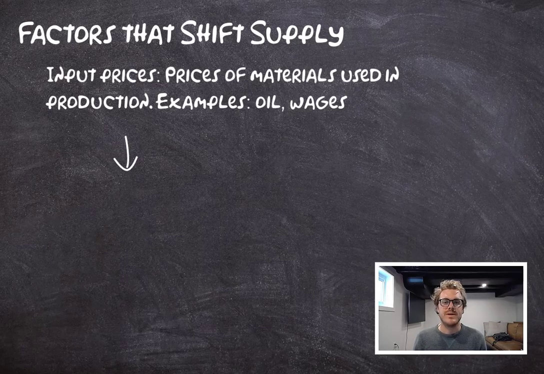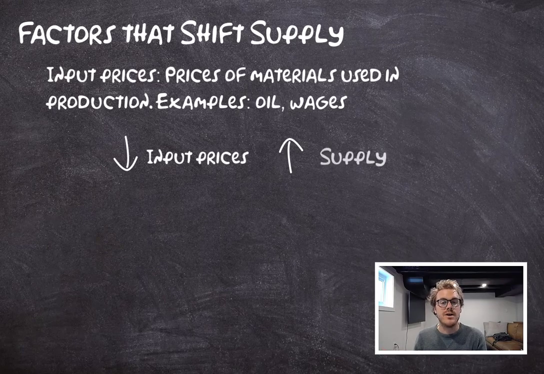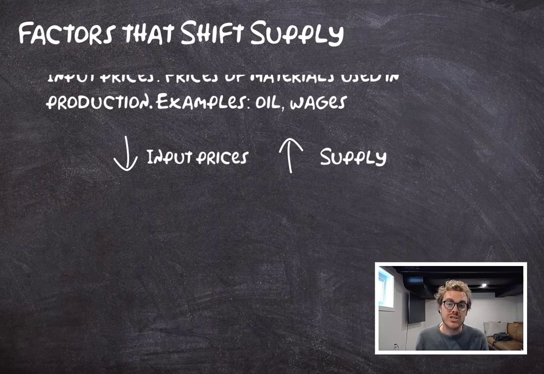A fall in input prices is going to make production more profitable at each price level. So firms are going to be willing to supply larger quantities at each price. So the whole supply curve is going to shift to the right. Conversely, a rise in input prices is going to make production less profitable at each output price. So firms are going to react by being willing to supply less quantity at each particular price. This is going to cause the whole supply curve to shift in.